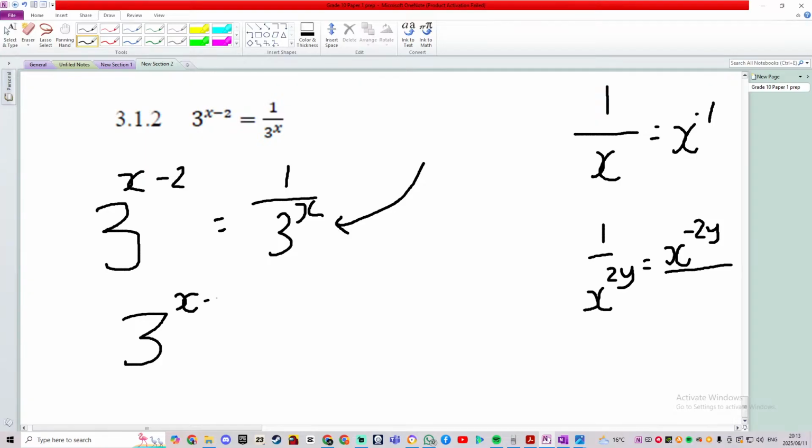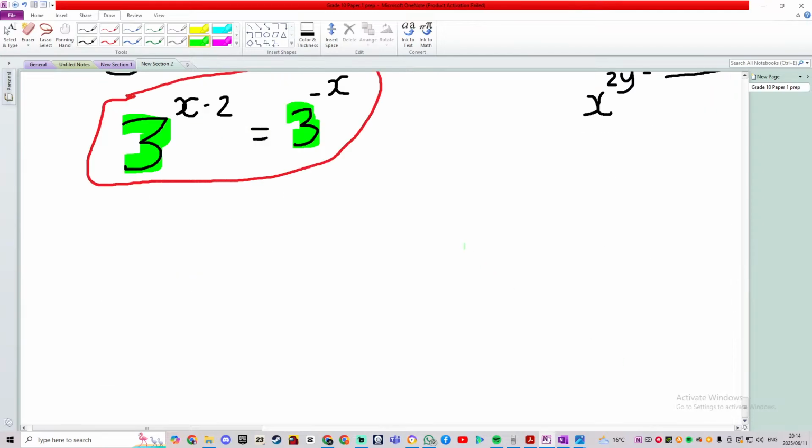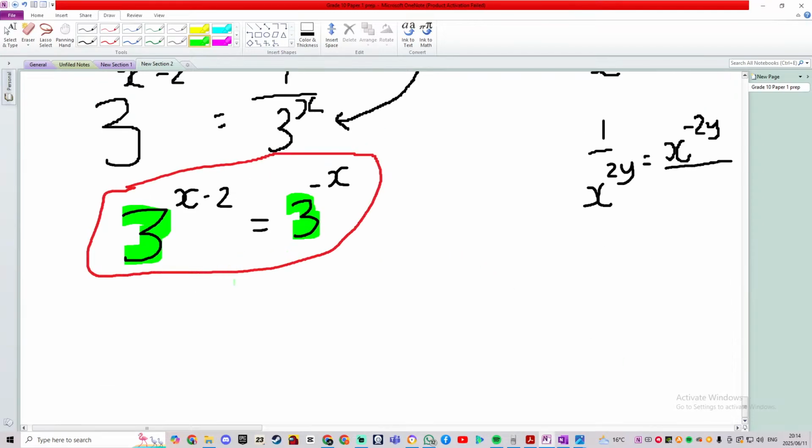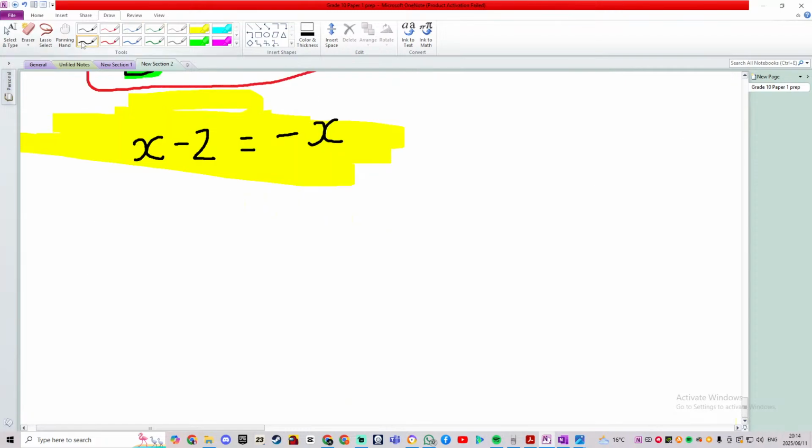So I have 3x minus 2 is equal to 3, and now the x becomes negative. Okay, so now I have this here. And what's very, very important is that the base on the left hand side and the base on the right hand side are equal. When both bases are equal, it's already done for us. When both bases are equal, we can take the exponents as they are. The left hand exponent is x minus 2, and you can say it is equal to the right hand exponent, which is minus x. Now you have yourself a new equation there.